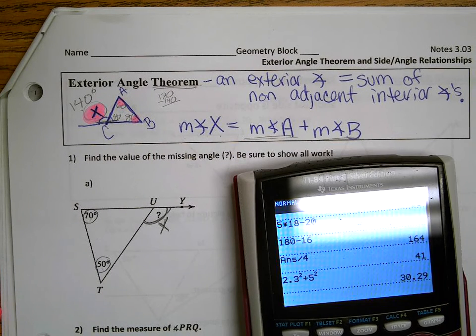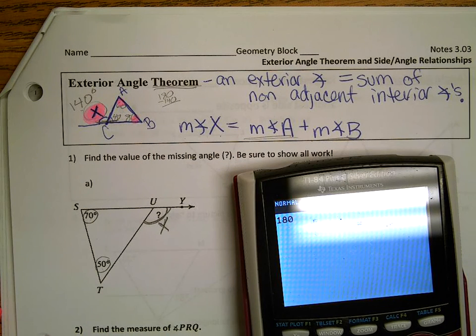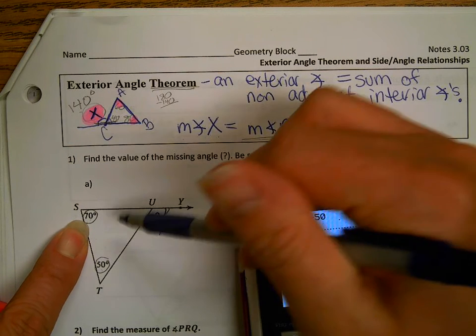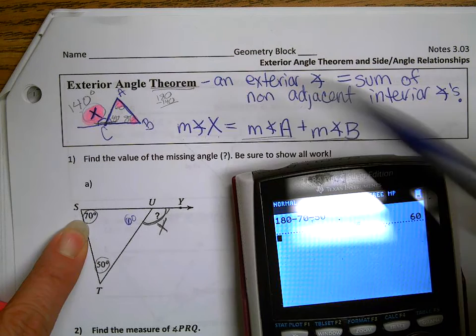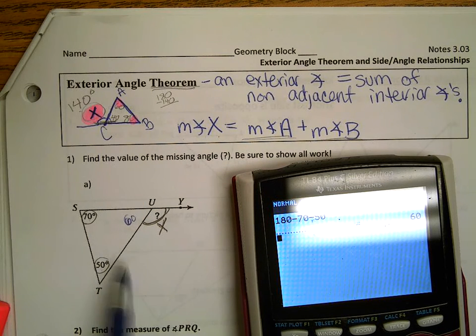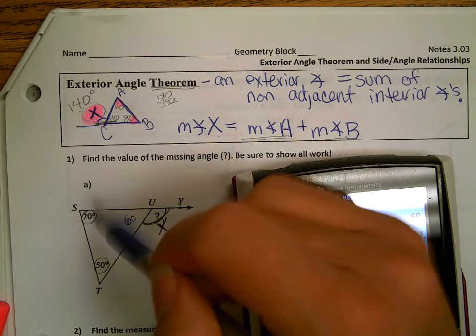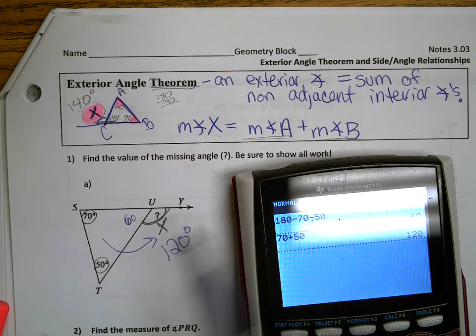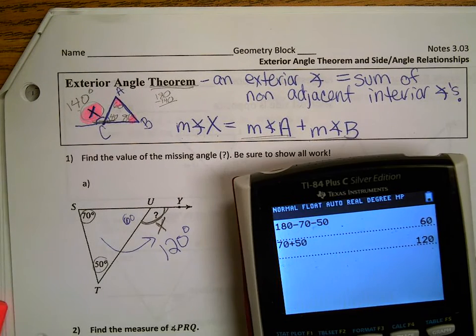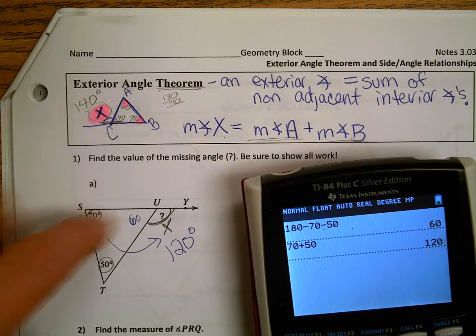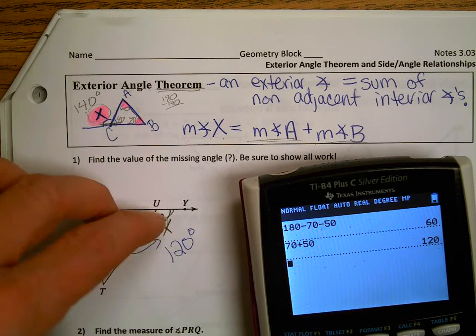Now mathematically, again, we could say 180 minus 70 minus 50 gives us that the third angle in the triangle here would be 60 degrees. Okay. But we don't need to find that. Right. If we just added 70 plus 50, we're going to find this outside angle to be 120. So mathematically, the reason that this all works is because these three angles add to 180, are supplementary, and these two angles are supplementary. Okay.